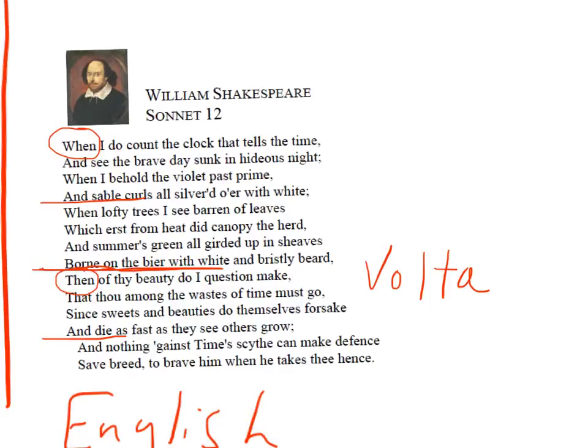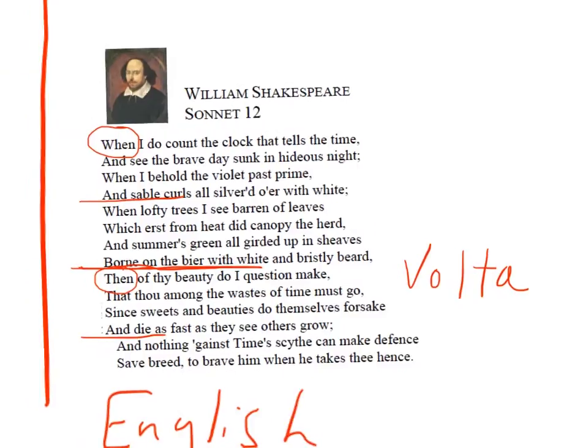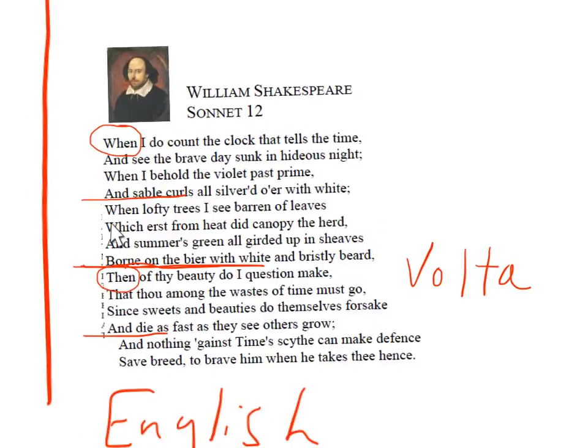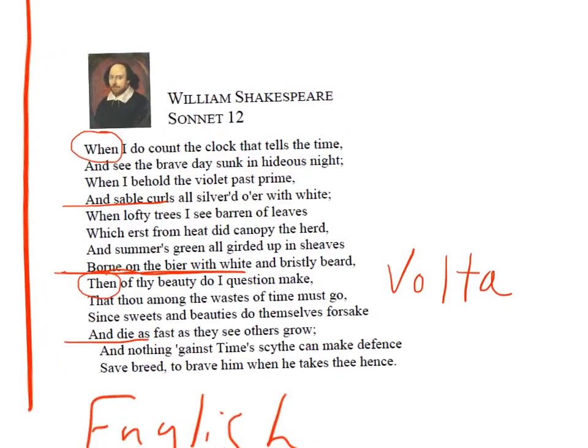Now here's where the difference is, but it's a difference that's not so much a difference in this couplet that you have again down at the end. So you had your 4 plus 4 plus 4. It's not so important, again, the rhyme scheme. What's important is that you've got this grouping of ideas. So when I see all of nature decaying, then of thy beauty do I question make.